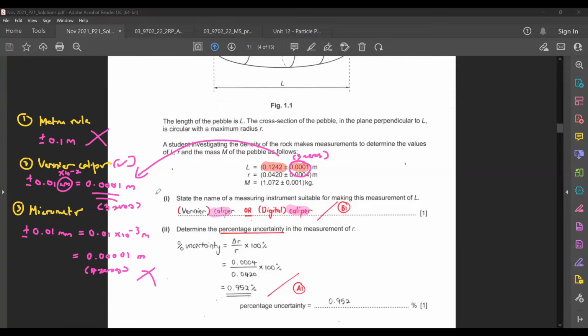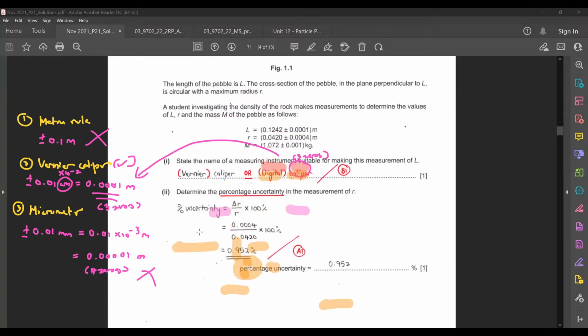Okay, and then for part 2, determine the percentage uncertainty in your measurement of R. So this one by right, I think you guys should be quite familiar with it already. Percentage uncertainty is just delta R over R times 100%. Just take whatever values you have for R and your absolute uncertainty, divide them with each other. The absolute uncertainty divided by your measured value times 100%, you're going to get 0.952%. Okay, so that one is okay.